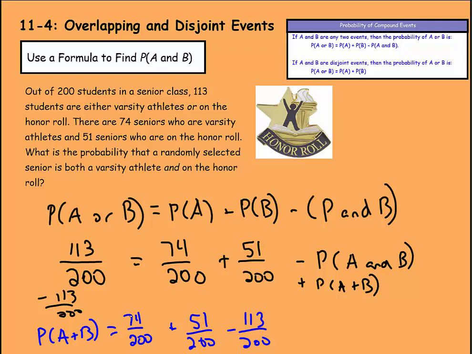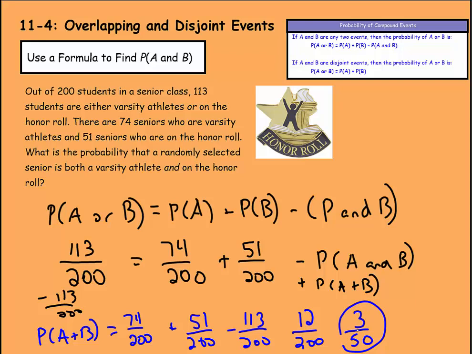So if we do our math here, we combine these ones. We have 74 plus 51, that's 125. 125 over 200 minus 113 over 200 would be 12 over 200. So that's how many people are both varsity athletes and honor roll students. If we divide that by 4, that would give us 3 out of 50.